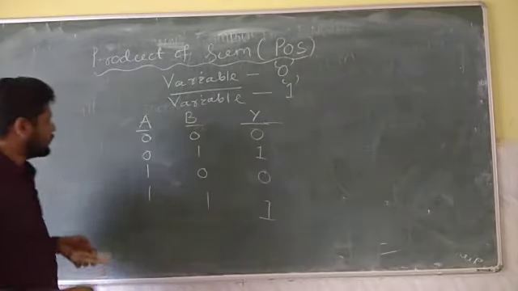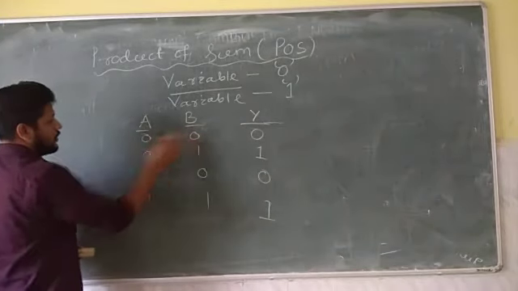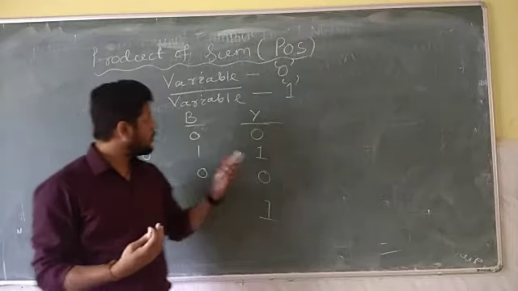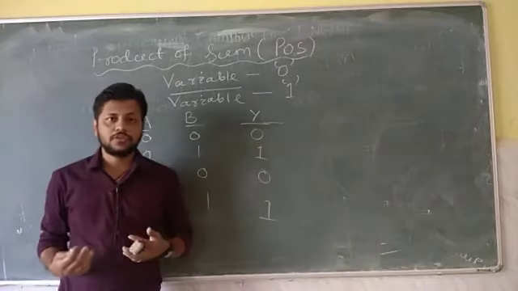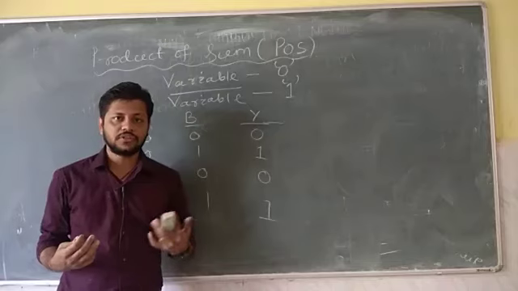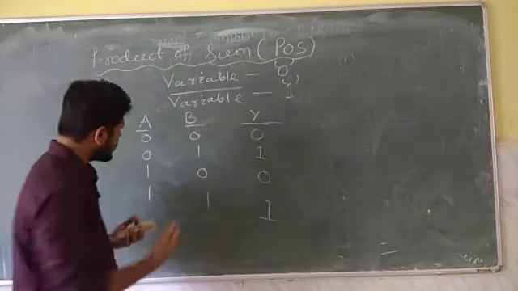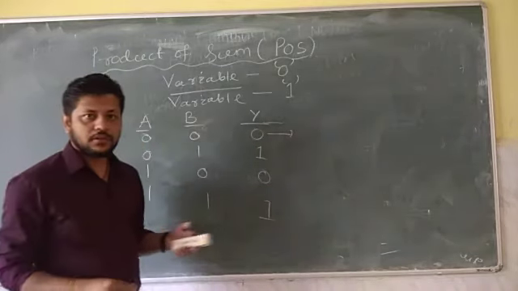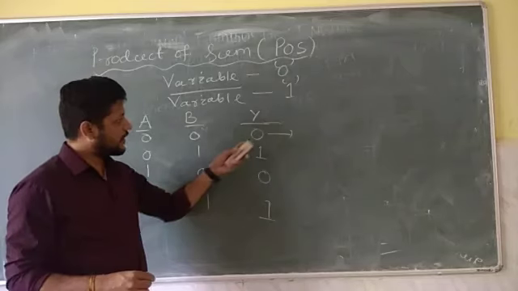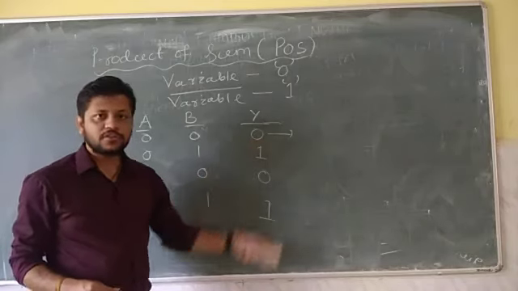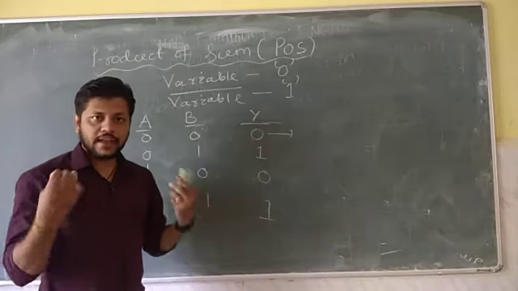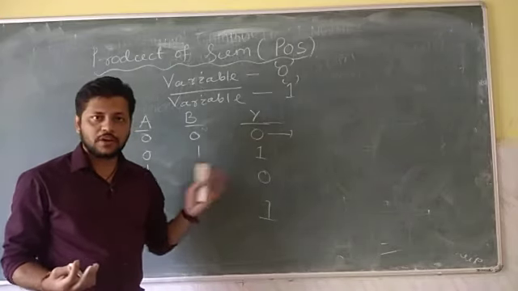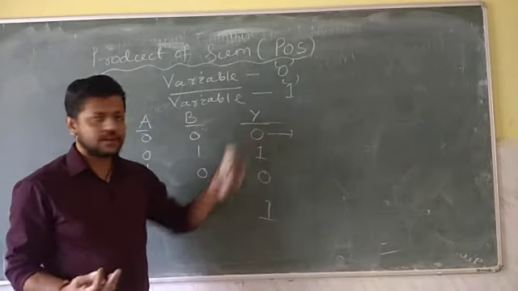So I have already explained you that this term is 0 0. So in product of sum term, here the variable or the expression is known as your max term. So how to write this? So always remember, in product of sum form, directly we will write when the output is 0. In sum of product, directly you can write when the output is 1. In case of product of sum, when the output is 0, then only we write the expression.